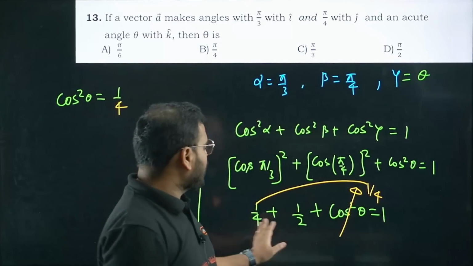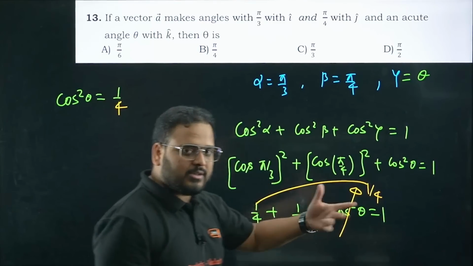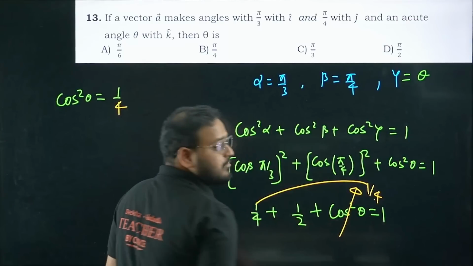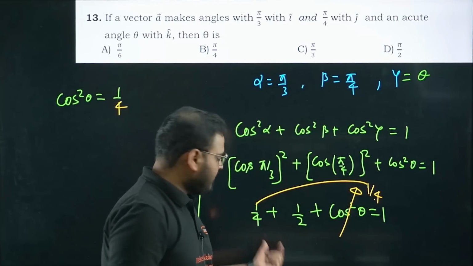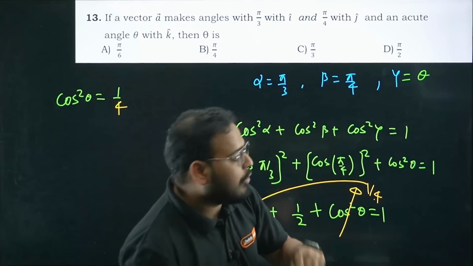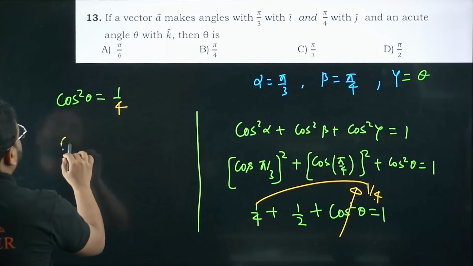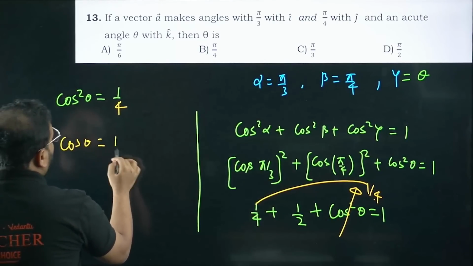If you're not sure, do one thing, add this, subtract from 1. Otherwise, understand this very clearly. If this is 1 by 4, this is 1 by 4. What is the sum? 1 by 4 plus 1 by 4 is 2 by 4, how much is that? 2 by 4 is 1 by 2. 1 by 2 plus 1 by 2 is again 1. Okay. So from here, we're getting cos theta value as 1 by 2.